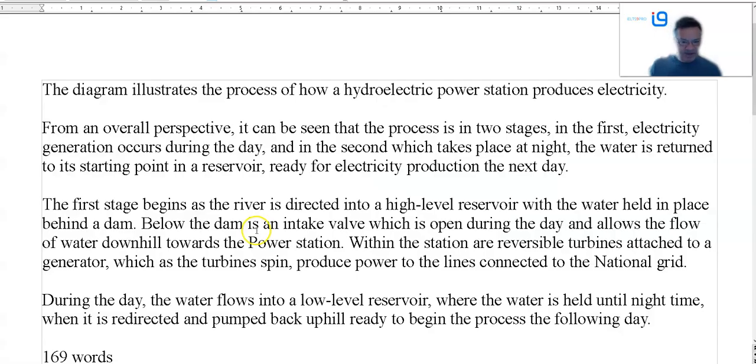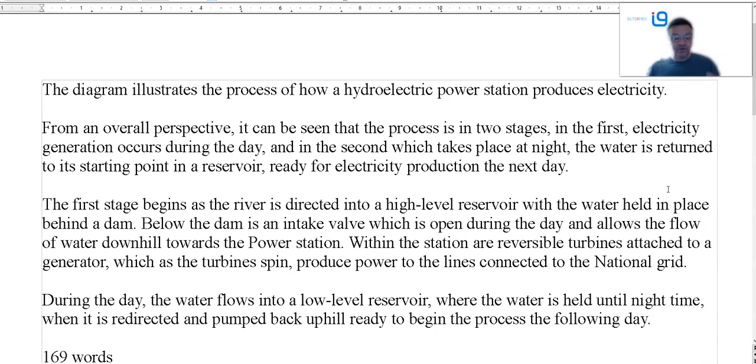So let's quickly have a peep at mine first, 169. Now, sentence 1, there's not so much you can actually put here. It's a process of how a hydroelectric power station generates electricity. Now, as I keep saying, overview, most important part, right? From an overall perspective, 2 stages: electricity is generated in the day, second, at night, the water returns. That's all that you can say.